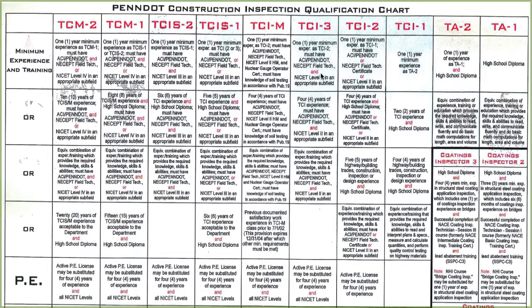This right here is a PennDOT construction inspection qualification chart. It will be available on the materials tab for download with the course materials for this course. And this is what they're asking you for. They're asking which of these actual designations or listings you are trying to get this inspector approved for on a given project. Because for one project you might need them to be a TCM2, for another they might only need to be a TCIS2.